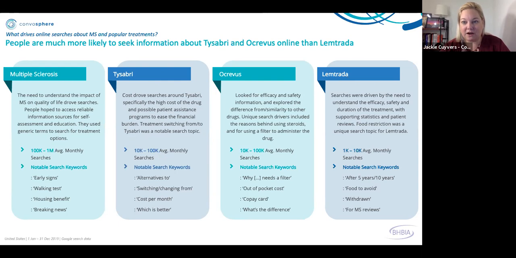So there's movement here and questions around switch behavior and whether it's the right treatment for them, whether it's the best choice. And you can see, especially because this is the US, that cost is a concern. So we've got cost per month, copay card, et cetera. And this is really helpful to understand, not just what people are saying. Yes, they did talk about the costs, and that came through in the social listening, but in the search, we're able to see it's just as prevalent here as well.